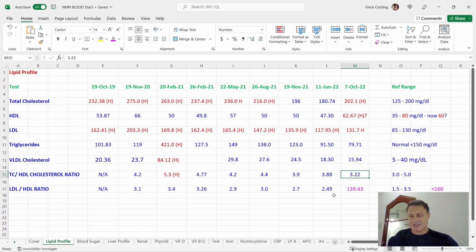And LDL-HDL ratio, for some reason they've changed the metric again. They're now saying it should be less than 160. Mine's 139, so call it 140. That's well below that. So that's it for my lipid profile. Let's move on to my blood sugar score.